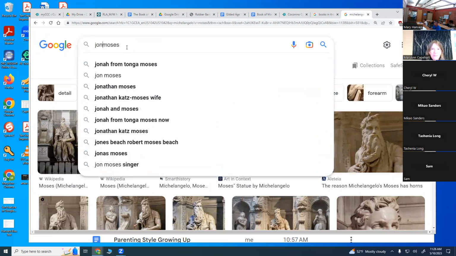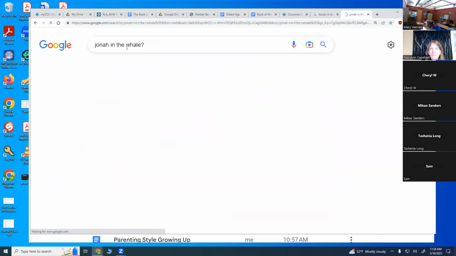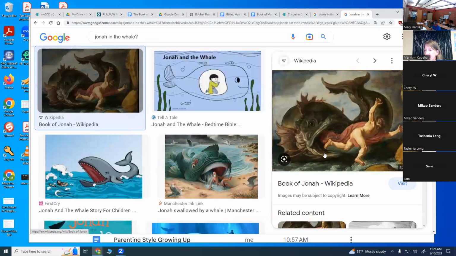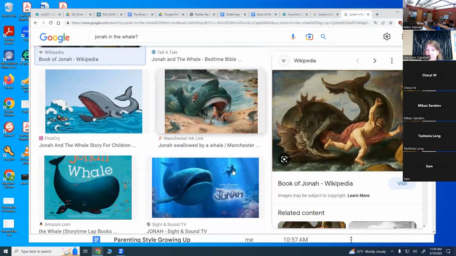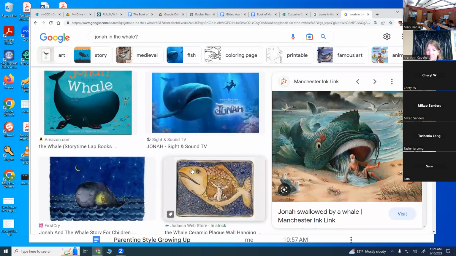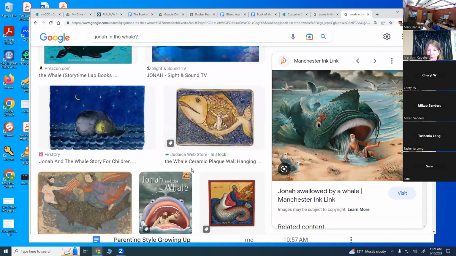You guys know these stories? No. Jonah and the whale. That's a painting. There's another one. They spit out of the big fish. I guess there's a Disney one, maybe. Jonah and the whale. Oh, that's a book for kids.